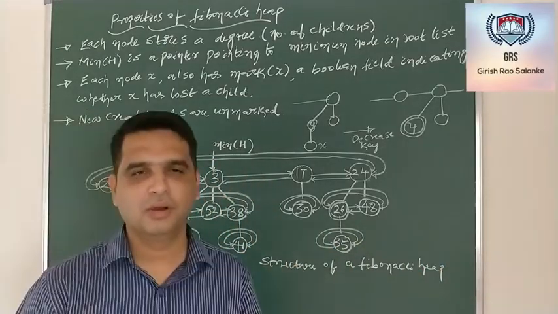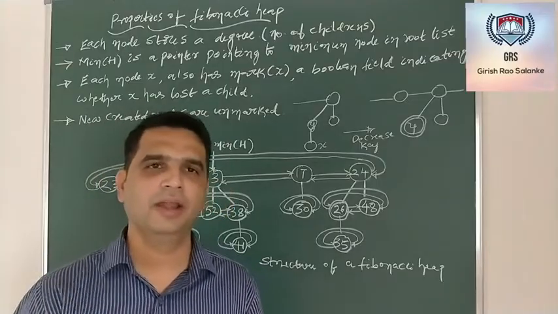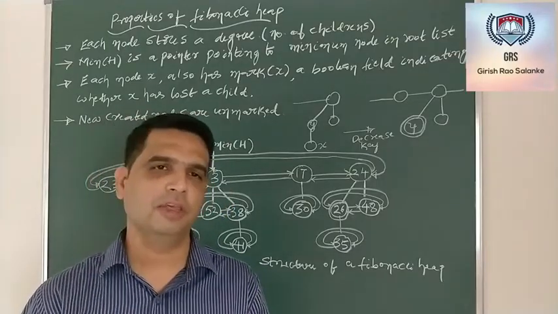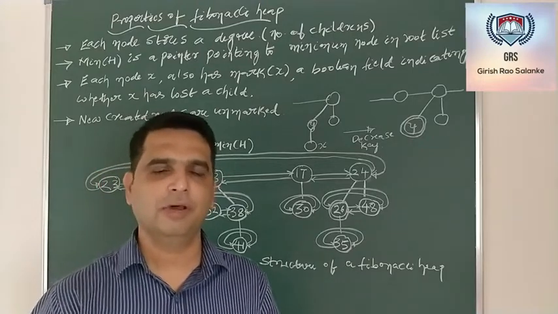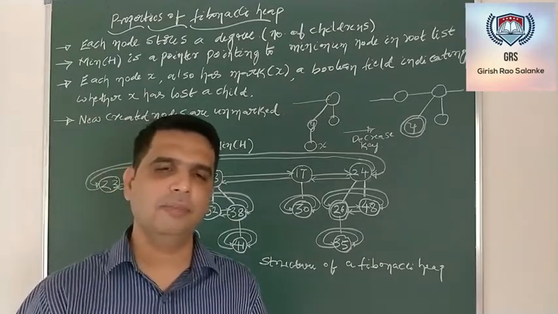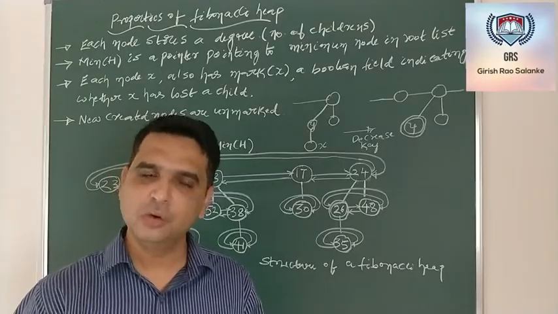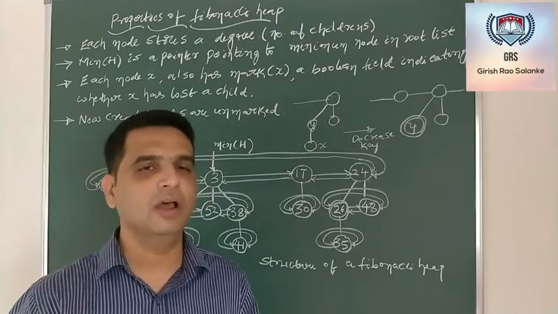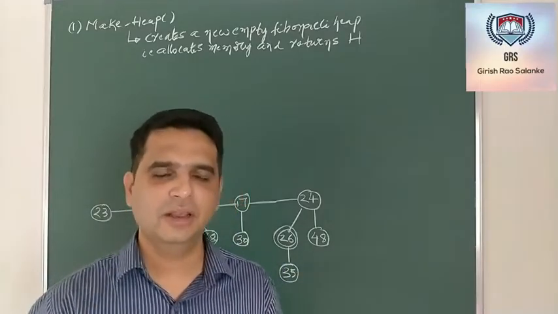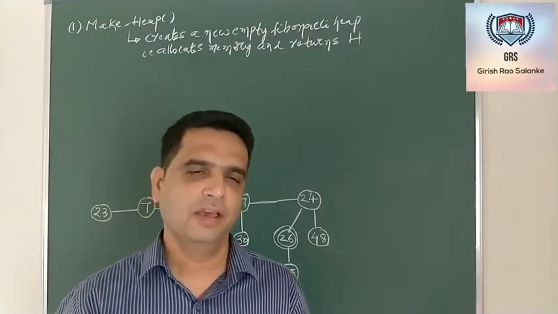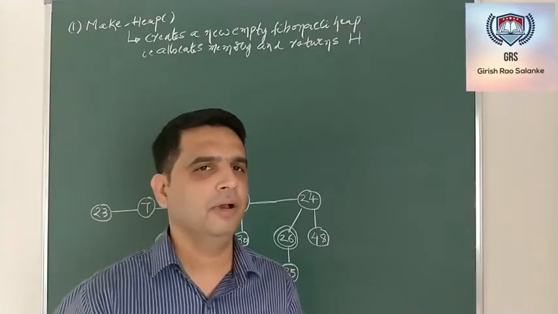Now this was about what we mean by a Fibonacci heap and what the different properties of a Fibonacci heap are. With this, we'll go on to some of the operations that we can perform in case of a Fibonacci heap, and we'll discuss the pseudo code as well as the time complexity of each of those operations. Let's come to the first operation that we can perform in a Fibonacci heap, the operation by name make heap.